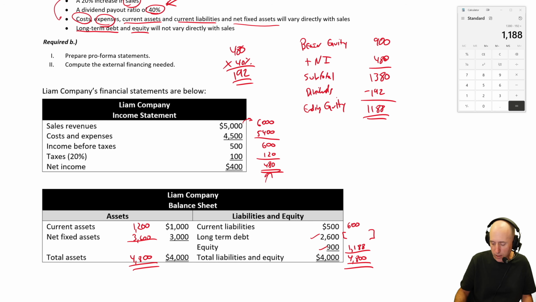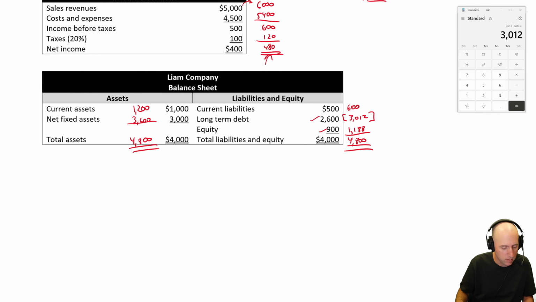So let's figure it out. The way we're going to get there is 4,800 minus 1,188 minus 600 to get that missing number. The missing number is 3,012. So there we have it. Part B was definitely harder to do, particularly if you've never done it before, but we did it. We need to have roughly $3,000 in debt in order to make this thing work, 3,012.